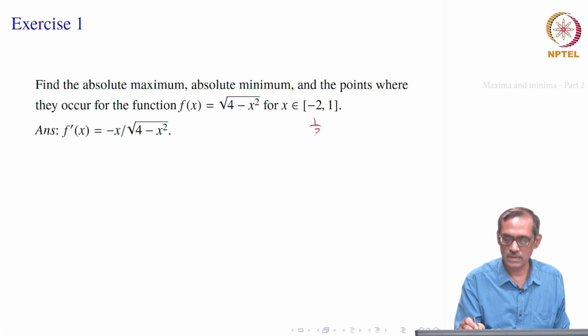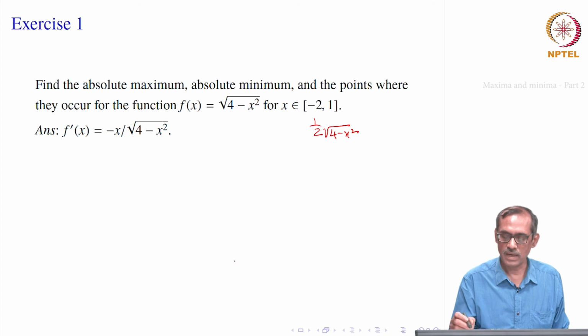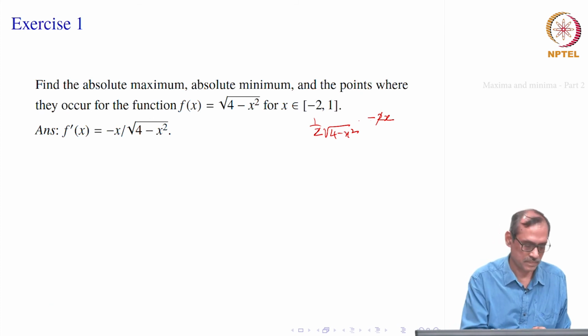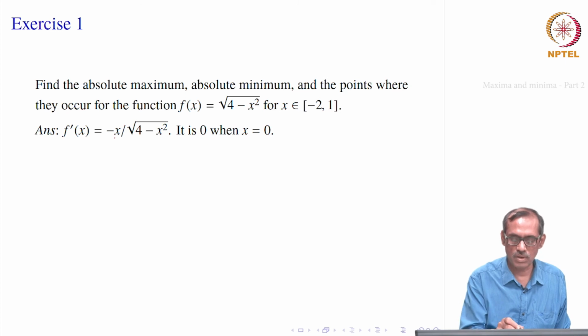Now, differentiate, that gives 4 minus x square to the power half, so it will be half, derivative with respect to 4 minus x square, then 4 minus x square derivative with respect to x. That gives minus 2x. So, 2 cancels, that is minus x divided by square root of 4 minus x square, and this is equal to 0 when x equal to 0. Therefore, the only critical point is 0. 0 is an interior point, of course.